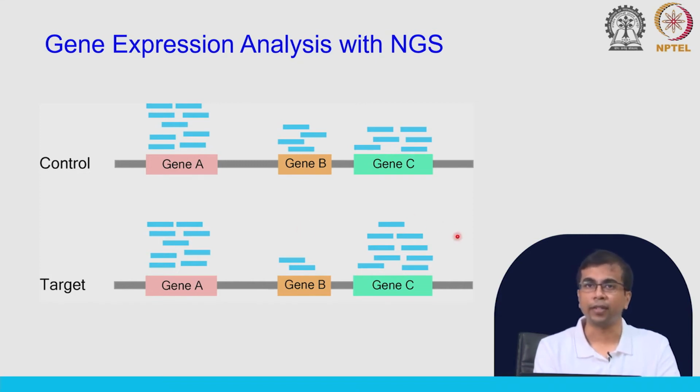And for gene C, you might see there is some increase in the number of reads mapping to gene C in this target sample. So, there is probably an increase in expression of gene C in this sample. This is a very rough idea. Of course, you cannot just look at this count and say there is a change in expression. You have to have a very robust and rigorous statistical analysis done.